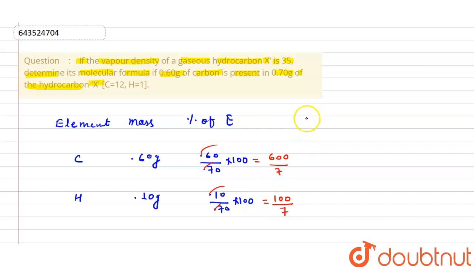After that we can find relative number of atom, and for relative number of atom we have to divide this percentage by their atomic masses. So for relative number of atom, percentage will be divided by their masses. Here also 100 divided by their masses, which is 1. So this will be equal to how much? So this will be actually 50 by 7, and this will be equals to 100 by 7 itself.